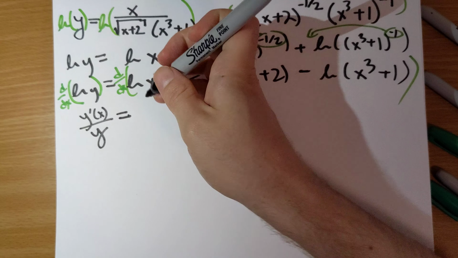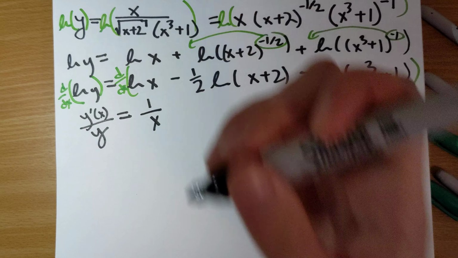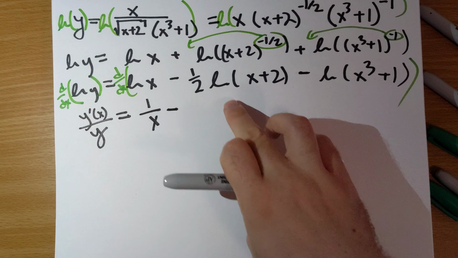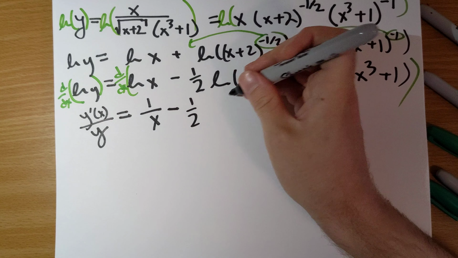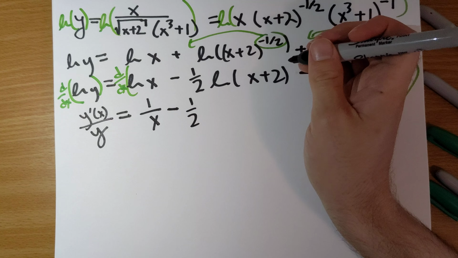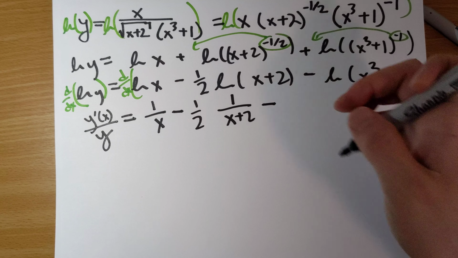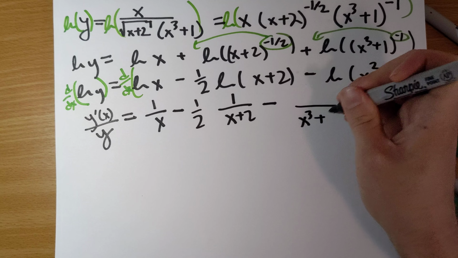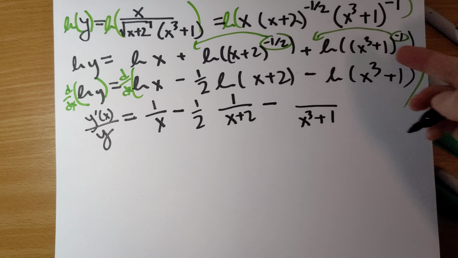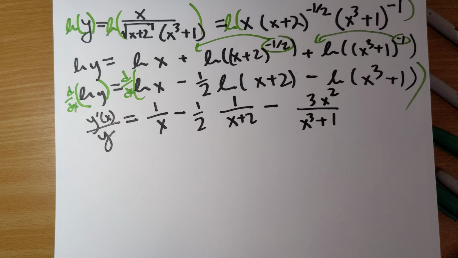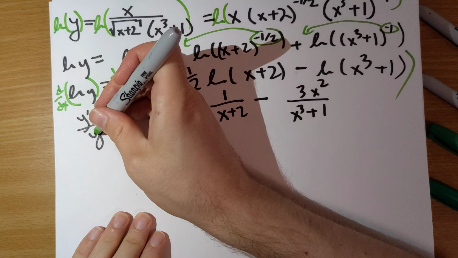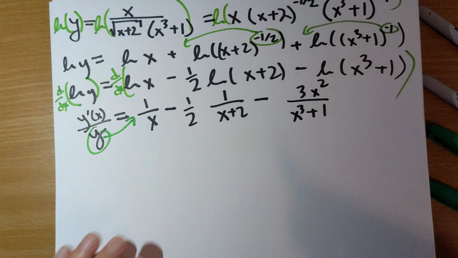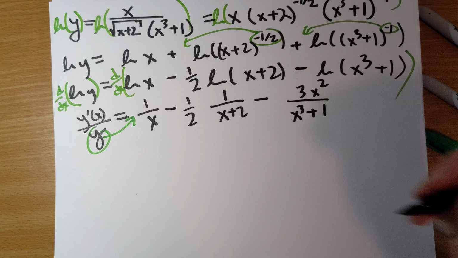The derivative with respect to x of natural log of x is 1 over x, minus 1/2 times the derivative of natural log of x plus 2, which is 1 over x plus 2, minus the derivative of log of x cubed plus 1. So there's an x cubed plus 1 downstairs, and upstairs is the derivative of this, 3x squared.